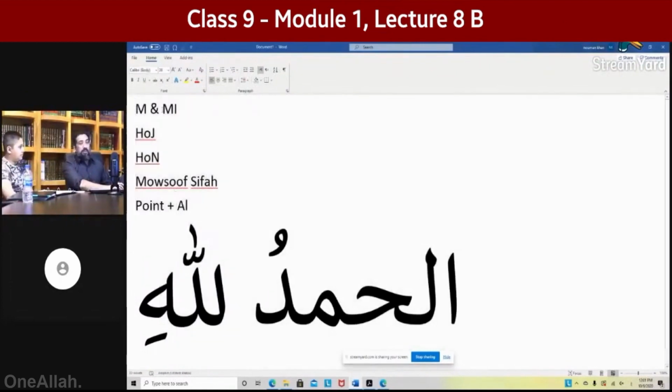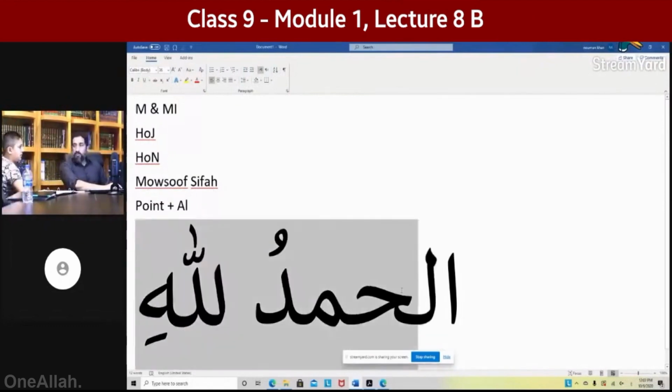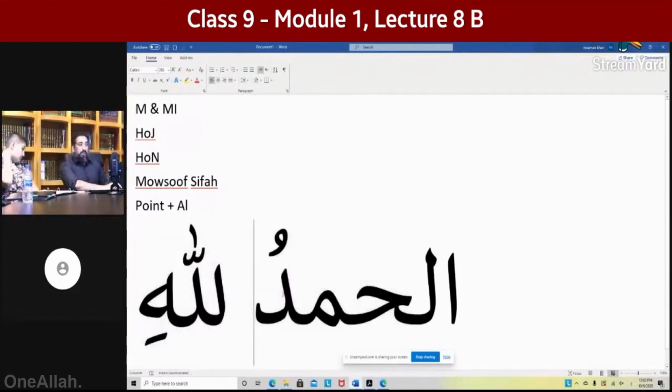These are the 5 ways words connect to each other. A mudaf connects to a mudaf ilayh. A harf of jar connects to the majroor. A harf of nasab connects to the ism of that harf of nasab. A mawsuf connects to the sifa. A pointer connects to the al word. Those are the 5 connections. I have to find one of those 5 connections between all the words. If I find that 2 words are together next to each other, but they don't have that connection, that must mean there's an is over there.